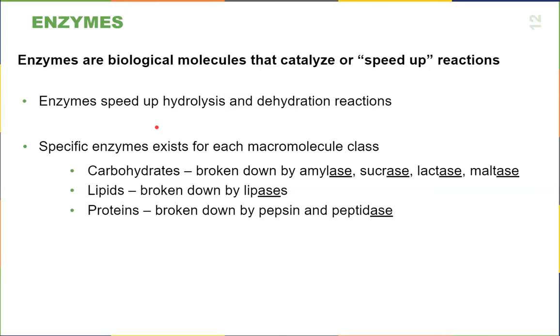And there are a lot of enzymes for each macromolecule class. There are also enzymes for building nucleic acids as well. I just didn't list them here. But these are the common ones that you will see. I did underline the ASE on purpose because most of the enzymes that you see end in ASE. So if you see a word that ends in that, it is typically going to be an enzyme.